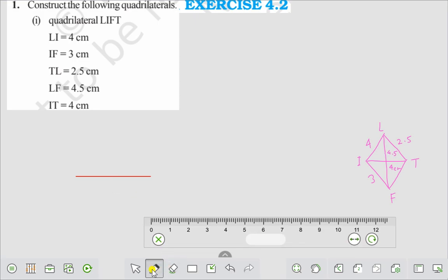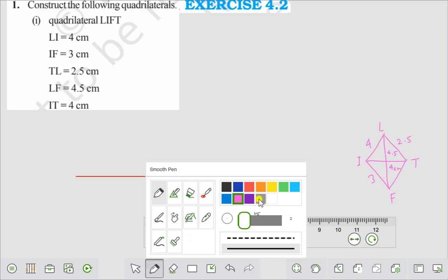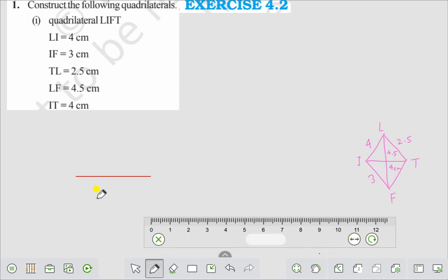Now give the names: this is I, and this is T. IT is 4 cm. You have to make IL 4 cm and LT 2.5 cm.